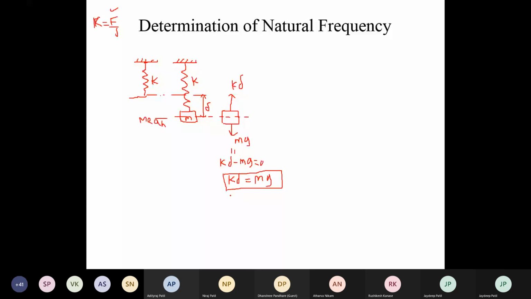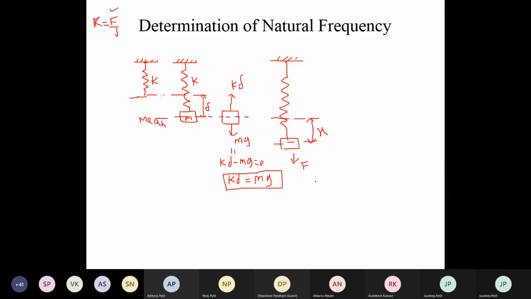Now after that you have to apply a force and deflect the body from the mean position. I will apply the force now. The body gets deflected from its mean position. This is your mean position, and the deflection due to the external force is denoted by x. Now you apply the force F and release it, because it is a free vibration.